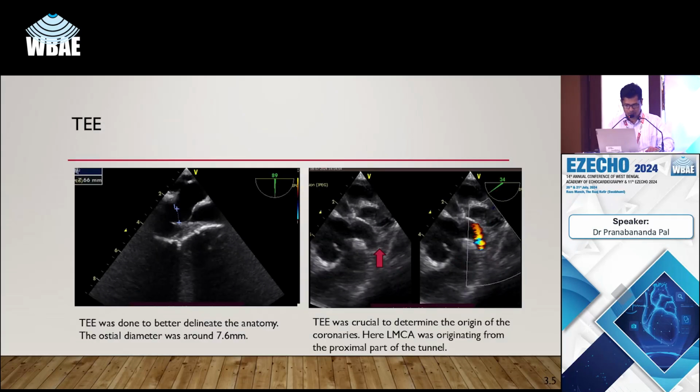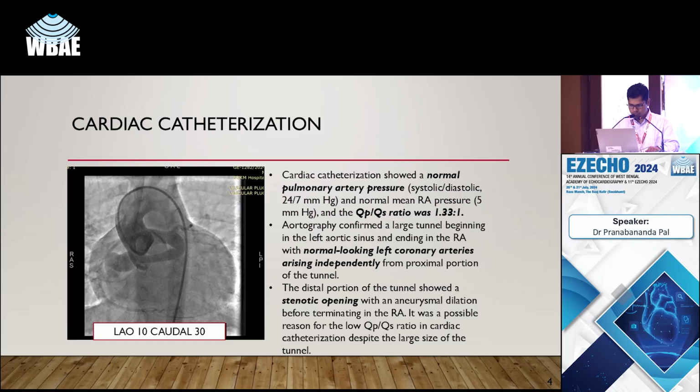Transesophageal echo was done to better delineate the anatomy, and the ostial diameter was around 7.6 millimeters. Transesophageal echocardiography was crucial to determine the origin of the coronaries. Here the LMC was originating from the proximal part of the tunnel. So we went for management of this patient in the same sitting.